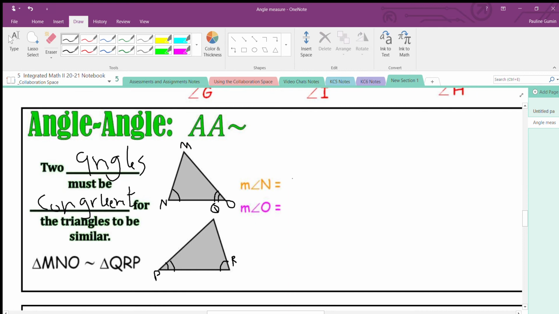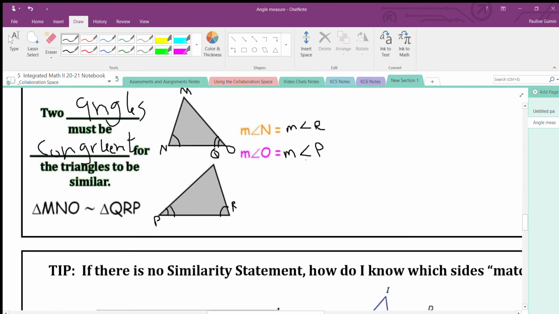Measure of angle N, I don't know what it is, but it's the same as R. I don't know what O is, but it has two little half circles. It's the same as P. As long as two angles from both triangles are equal to each other, then they are similar.